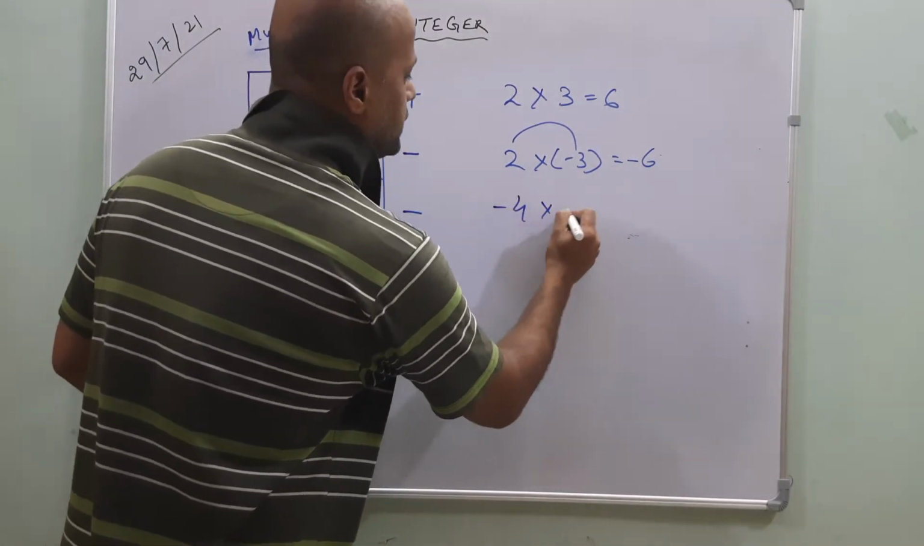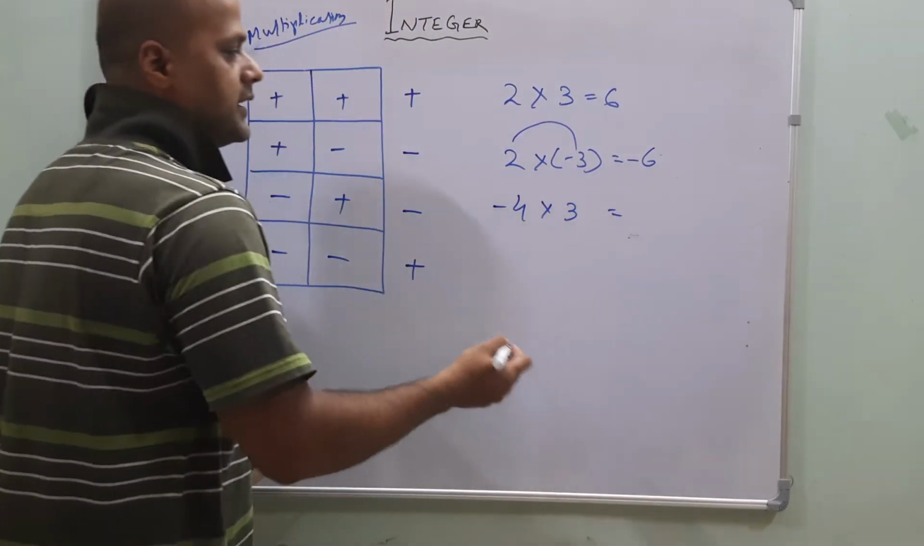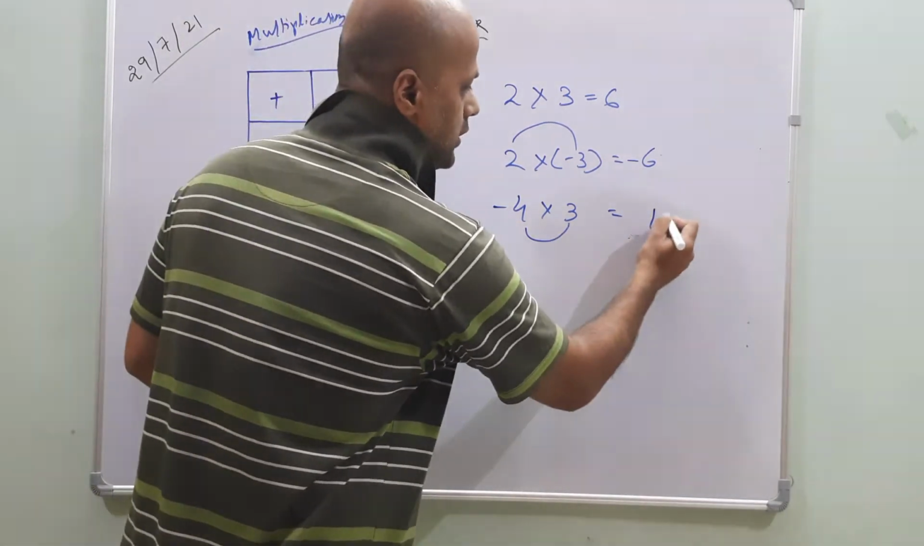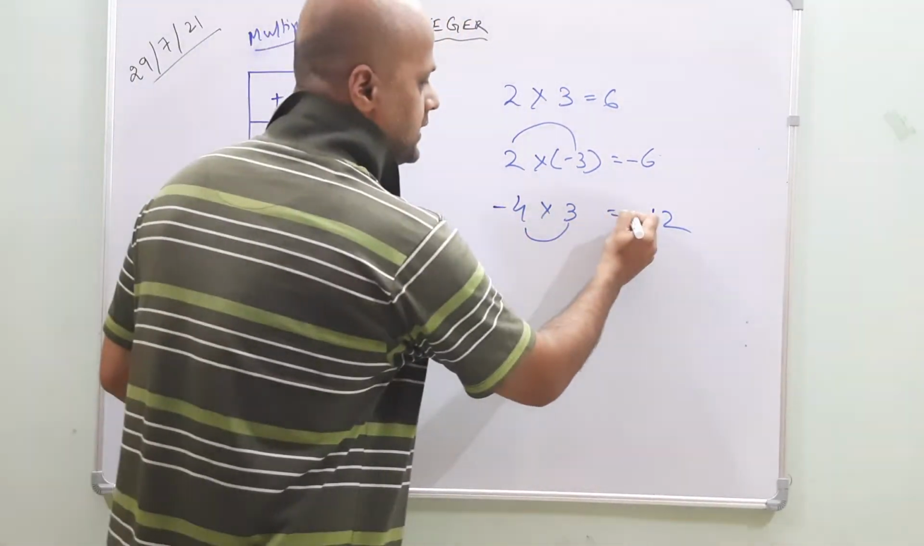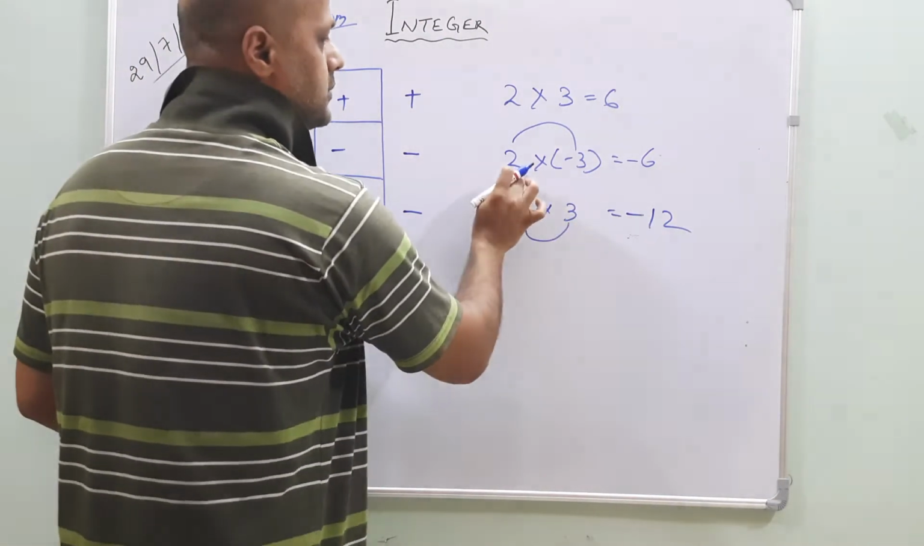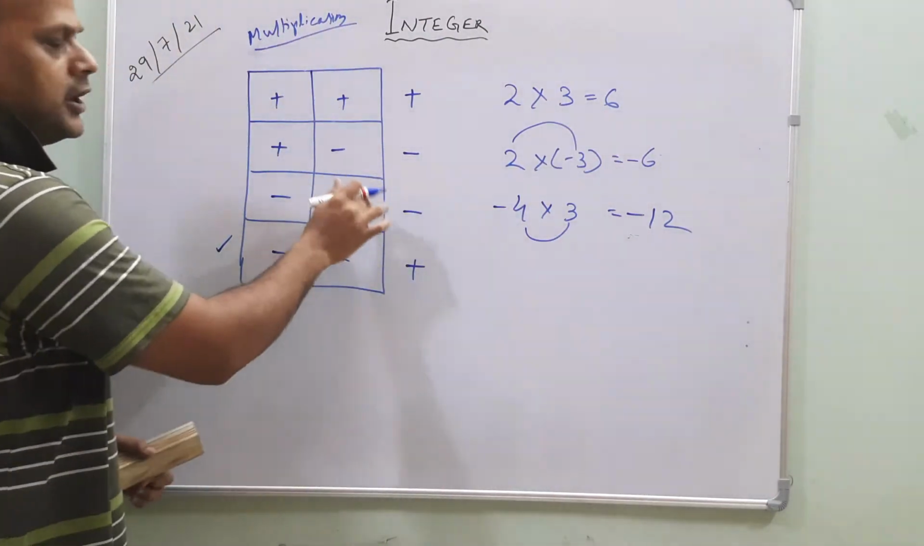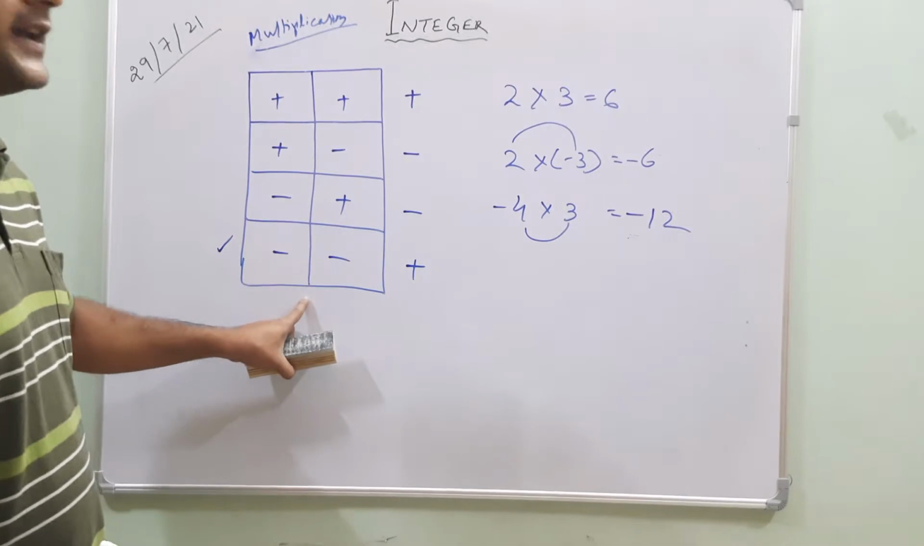Now another is what? Minus 4 into plus 3. Same case. Multiply these two. 12 will be coming. What is the sign? Minus. Minus into plus, minus. Plus into minus, minus. According to the rule it is there. But here the case is different.